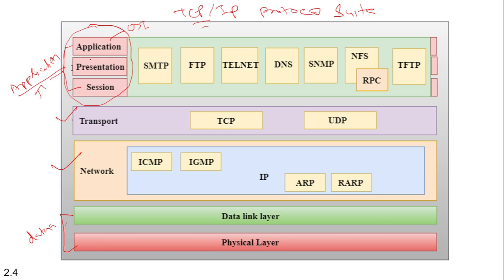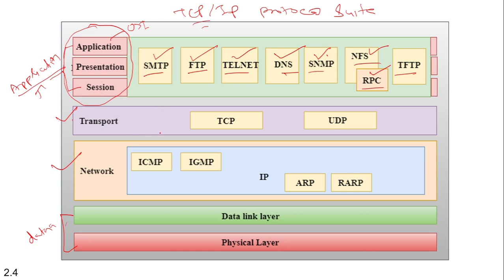To facilitate the application, we have different protocols that facilitate the application layer functionality. One is SMTP, simple mail transfer protocol. We will see all these things. Then FTP, file transfer protocol, Telnet, domain name system, simple network management protocol, network file system, remote procedure call. So these are all protocols that facilitate communication in your application layer.